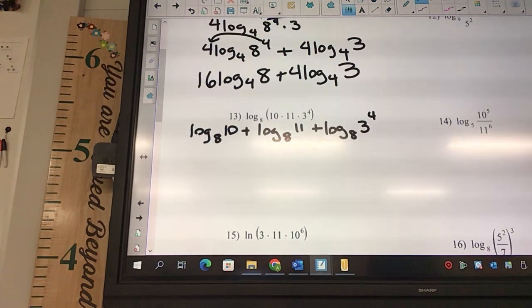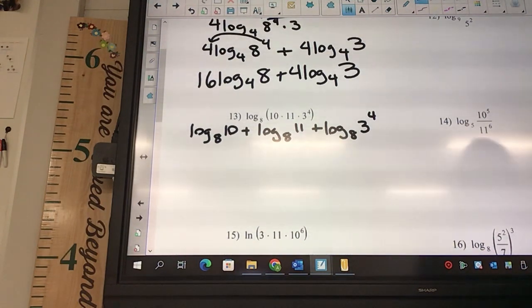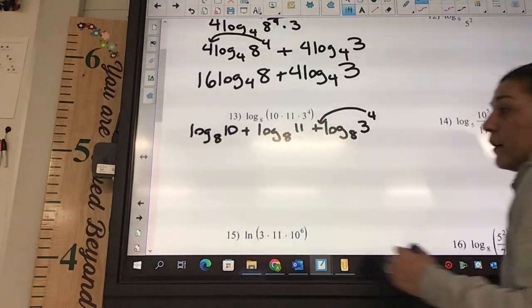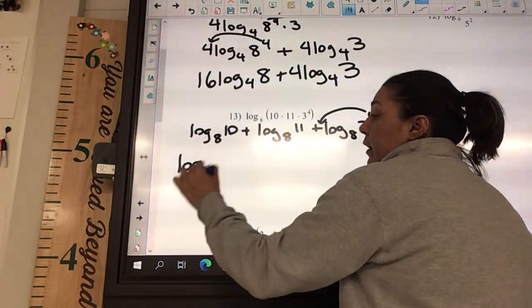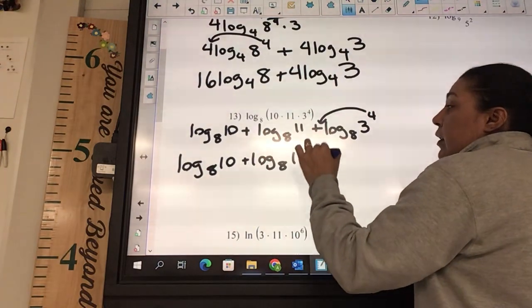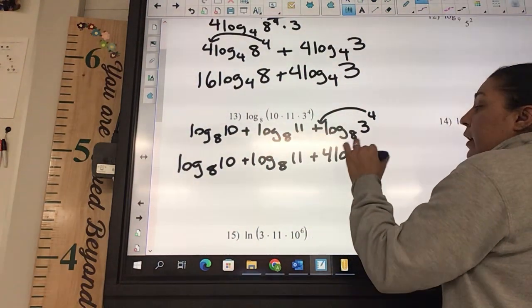Okay, but we're not done. What else needs moved? That little baby 4. And where's he going to go? The front of where? Log 8 of 3. This one. Okay, he's going to go up front here. So it's going to look like log 8 of 10 plus log 8 of 11 plus 4 log 8 of 3.